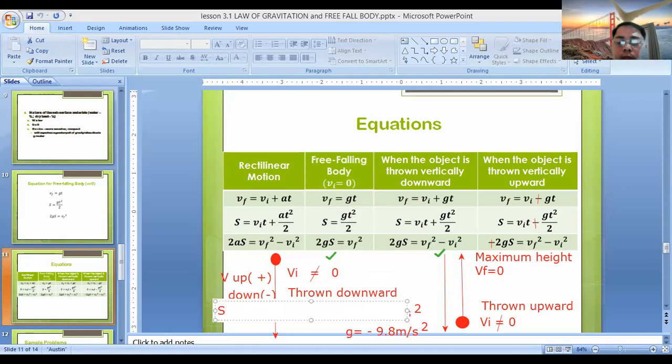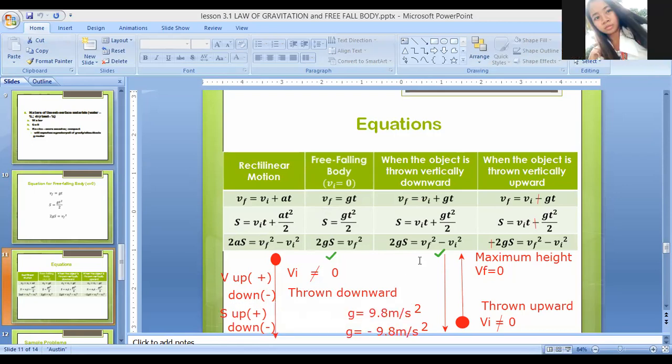Our S, when the body goes up, we will give it a positive value. But when the body is going downward, we will give it a negative value. So S and V, since they are vectors, are affected by signs. So again, when you throw a body downward, both its V and S values are negative. Are you following me, guys? Yes, sir. Okay, so please note down this convention.